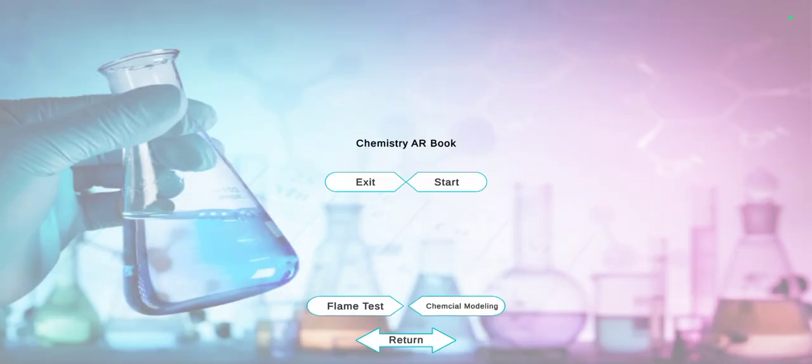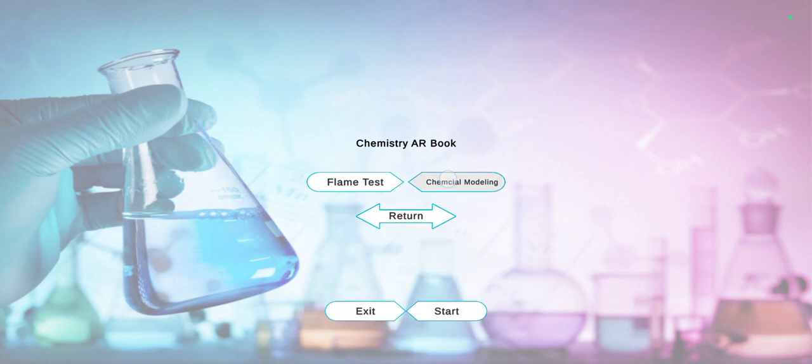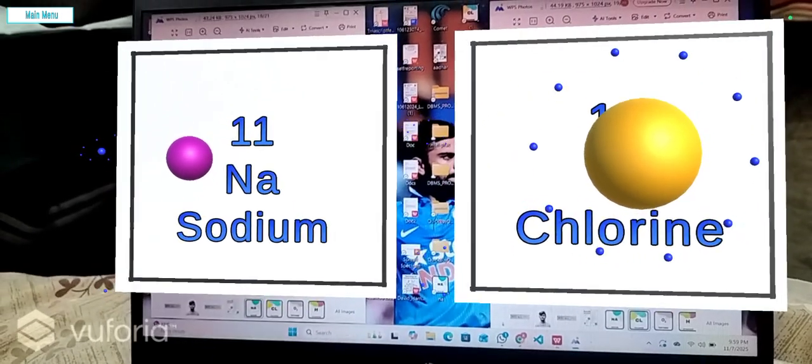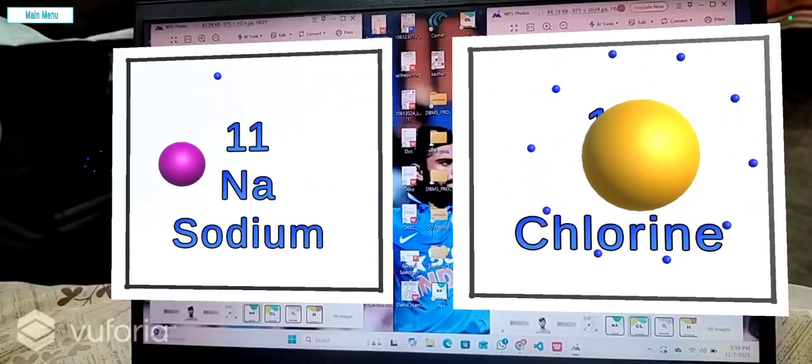Now moving on to the main part of the project, we'll move to the fusion part, like how compounds react and what they form finally. Okay, start chemical bonding. So as we can see, sodium and chlorine. We'll try to bring sodium.